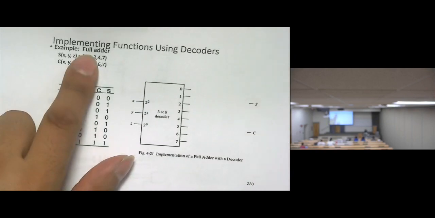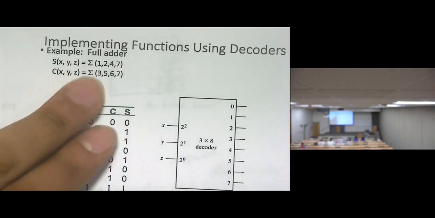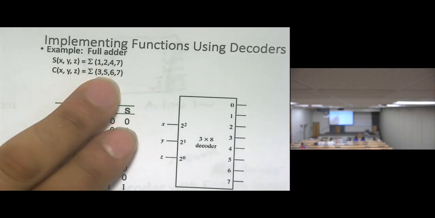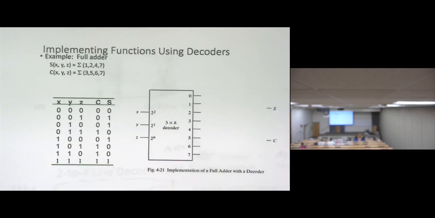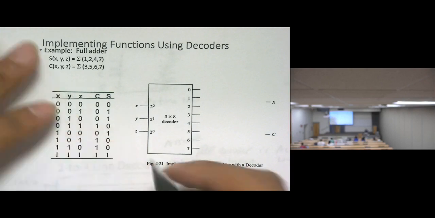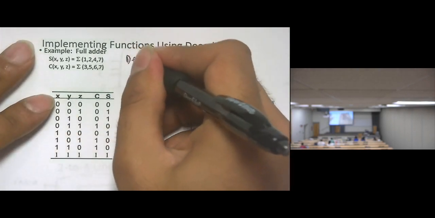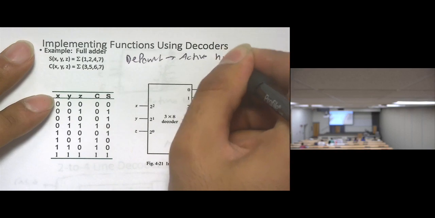Now, let's implement full adders, or implement this. We have S, we have carry, 1, 2, 4, 7, 3, 5, 6, 7. And I will need to use full adders. Since nothing is mentioned, the default is active high, unless I say to use active low. Otherwise, the default is active high. Okay?